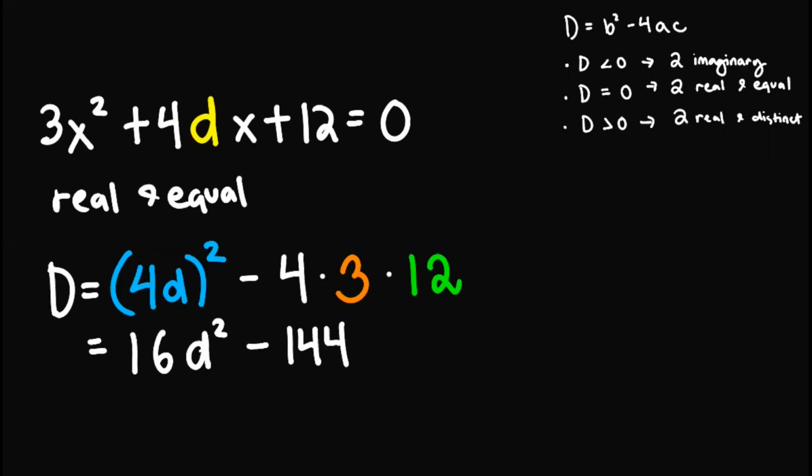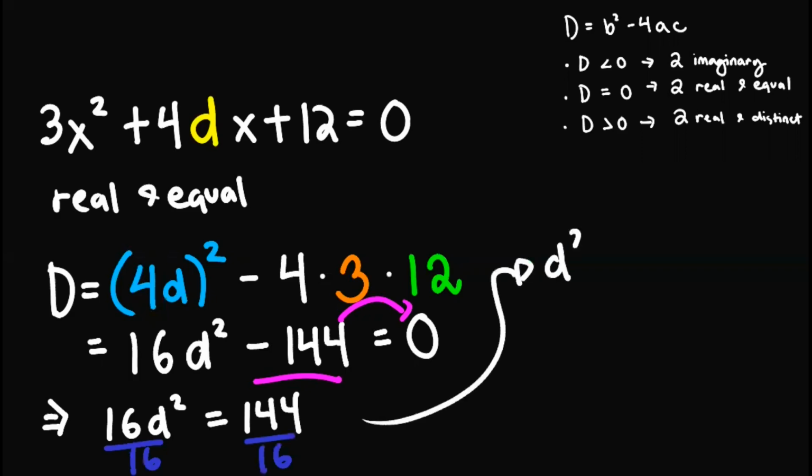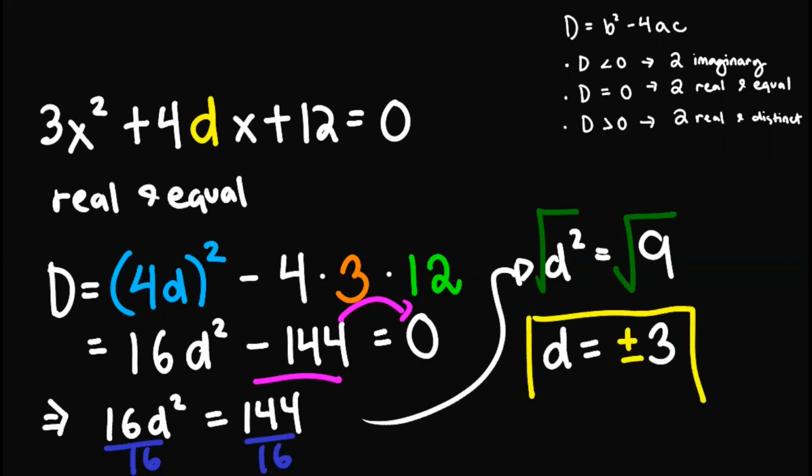And since we know that this one is equal to 0, then we can apply linear equation. Actually, this is quadratic since we have D squared. So what we'll do is we'll move 144 to the right side to obtain 16D squared equals 144. Then we divide both sides by 16 to obtain D squared equals 144 divided by 16 is 9. Then we get the square root of both sides to obtain D equals 3, but don't forget plus or minus. And this is the answer. So basically, if D is equal to positive or negative 3, our roots will be real and equal. So that is how this example works.